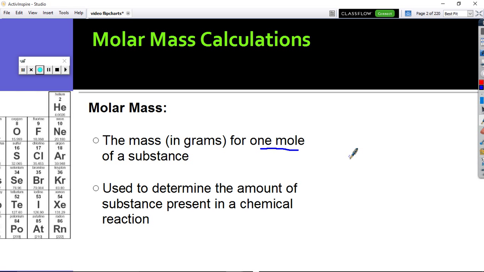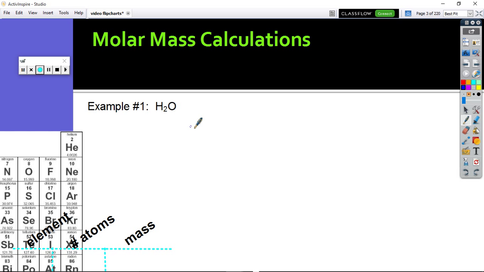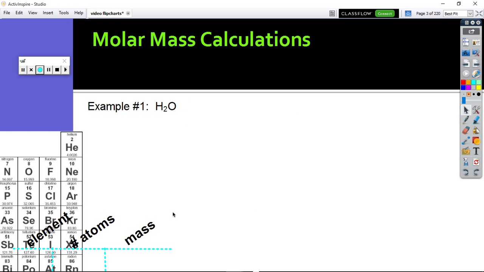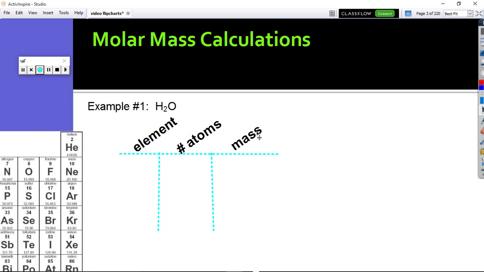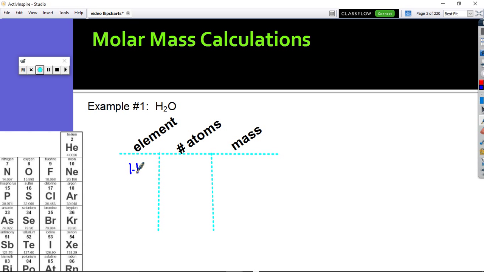And then we're going to use these moles to determine how much of a substance you have during a chemical reaction. Let's get started. Our first one is finding the molar mass of H2O. There's 3 main things you need to find out in order to determine the molar mass of any compound or molecule. That would be the elements present, which in this case are hydrogen and oxygen. How many atoms you have of each. So we have 2 hydrogens.